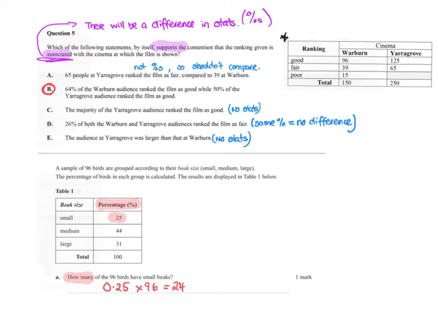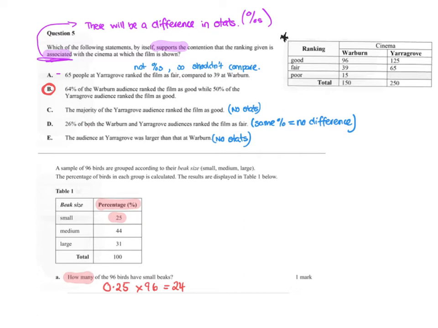So this first statement, A, over here, says 65 people at Yarra Grove ranked the film as fair compared to 39. So we can't do that. That's not going to tell me, because it's not a percentage. We need to know, out of the people there, was there a difference in that percentage?